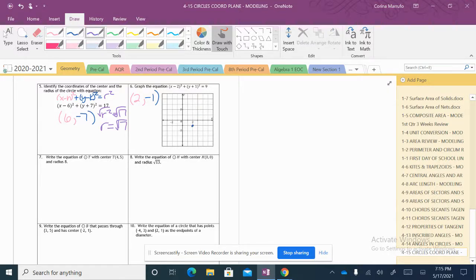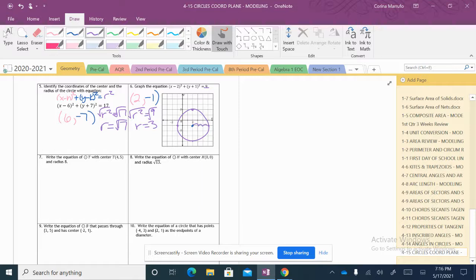And then here, because this is 9, my radius squared equals 9. So to solve for r, take the square root. That means my radius is equal to 3. So I'm going to count 3 units away: 1, 2, and 3, in all directions, and that's how we know where our circle goes through.